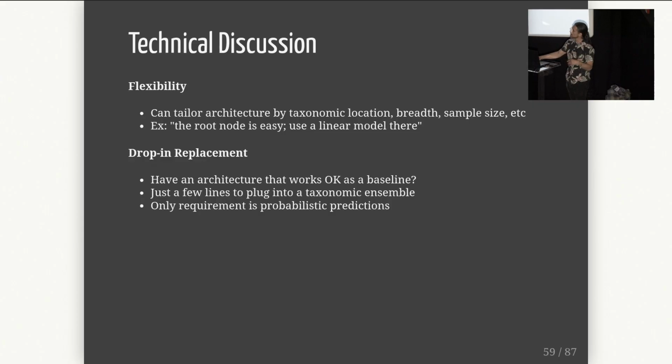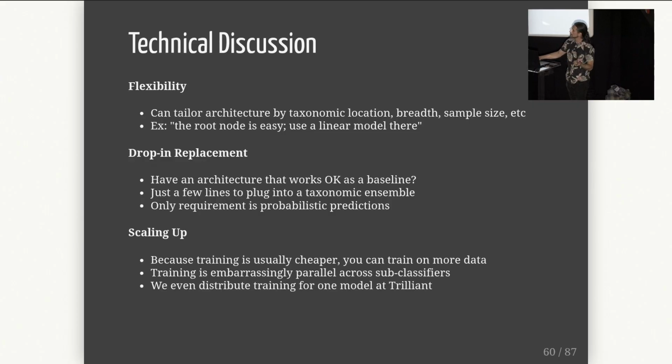The only requirement to do that is that the base model is probabilistic. And then scaling this up, because training is usually cheaper, you can train on more data, and data is the great regularizer. If you have more data, usually you can do better on your problem, assuming your architecture represents the data well. And the training can be embarrassingly parallel across all the subclassifiers, because we're just subsetting data and training on different bits. So we even distribute training to different machines at Trilliant for one of our models.